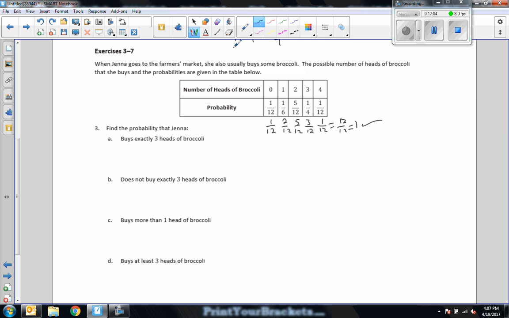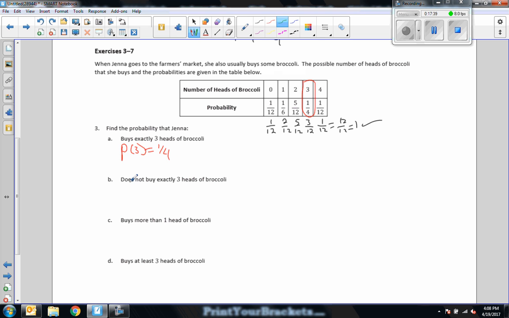Check. All right. When Jenna goes to the farmer's market, she also usually buys some broccoli. The possible number of heads of broccoli that she buys and the probabilities are given in the table below. The probability that she doesn't buy one is 1 out of 12. Buying 1 is 1 out of 6. She buys 2 quite frequently, 5 out of 12. She buys 3 out of 12 times, and 4, 1 out of 12 times. So what is the probability that she buys exactly 3? So exactly 3 is right there. So the probability of 3 equals 1/4.